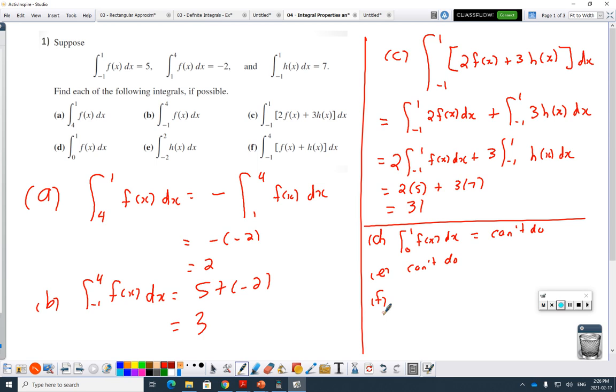Can anyone tell me why this one can't be done? We don't have enough information about h at x, so we can't do it. We have enough information about f. We could do f, negative 1 to 4, no problem, but for h at x, we don't have enough information to do it, and no way to extend that, no way to just multiply, not without more information about h at x.